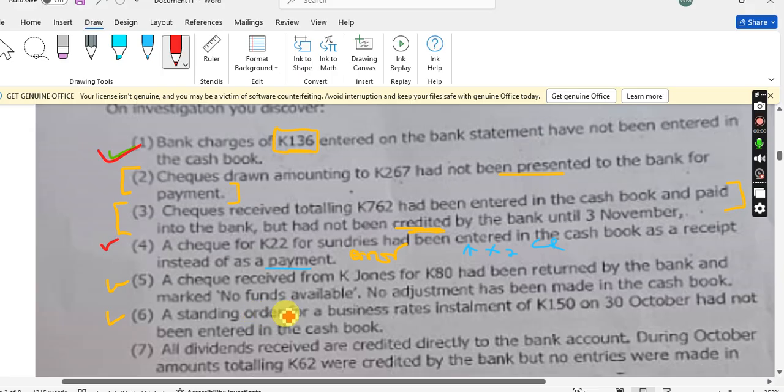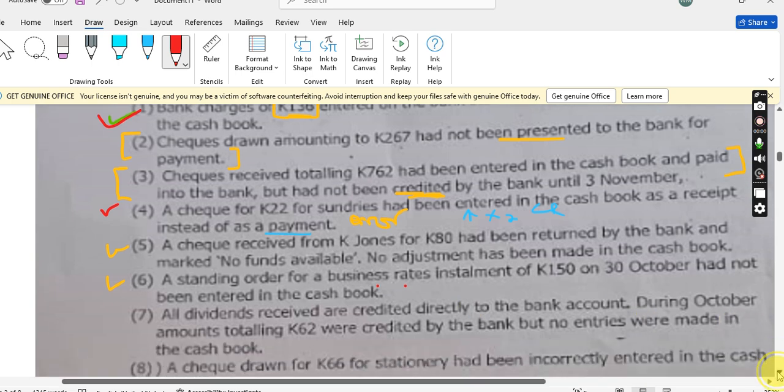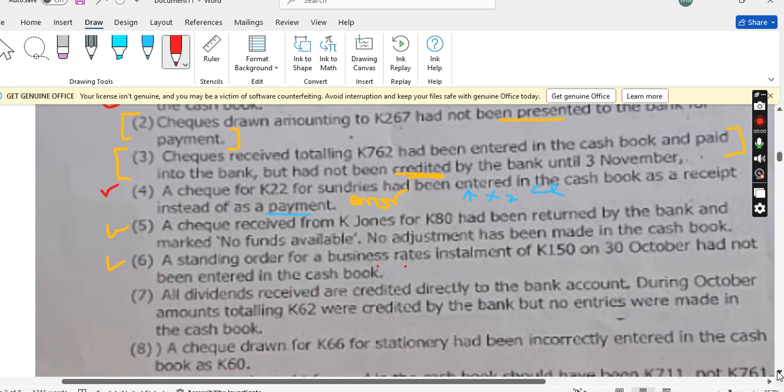A standing order for a business rates installment of 150 kwacha on 30 October had not been entered in the cash book. Alright, so a standing order is also when you make a payment through your bank. So the bank is aware of this, they made that payment already. So you have to also record in your cash book that this payment has been made. So you credit your cash book. So standing order, you credit 150 kwacha.